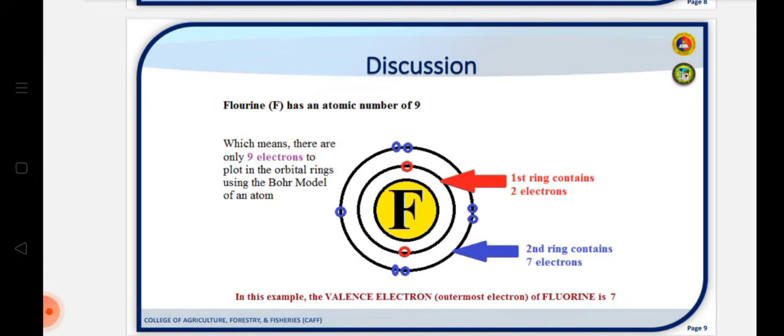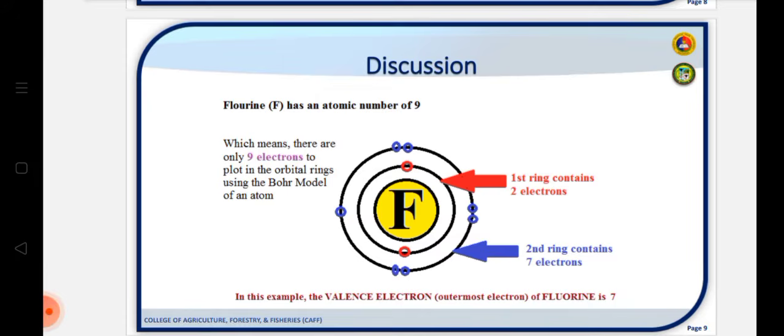Okay, 7. So we need to draw the second ring. So sa second ring, it will now contain 7 electrons. Kaya pila gani ang maximum sa second ring? Okay, ang maximum sa second ring is 8 electrons. But in this case, sa fluorine, 7 electrons ra. Okay, so 2 plus 7 is equal to 9. Okay, kompleto na ni siya because we only need to plot 9 electrons.